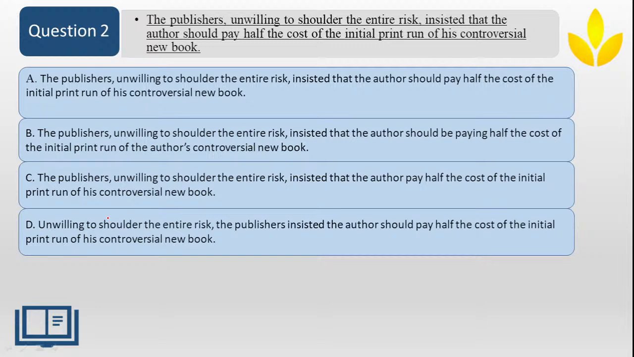Unwilling to shoulder the entire risk, the publishers insisted the author should pay half the cost of initial print run on his controversial new book. So here they are moving the unwilling part to the front, and then they are talking about the subject, the publishers insisted the author. I told you this before: you should always begin with the subject. So option D is eliminated easily.